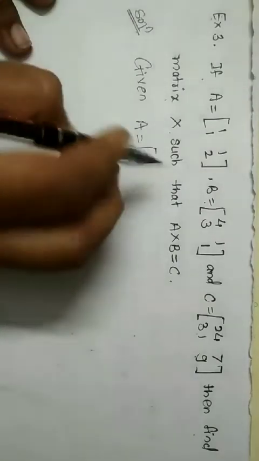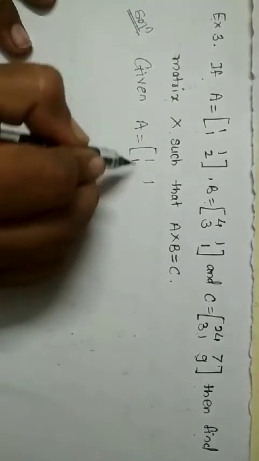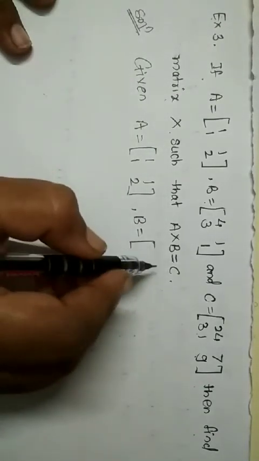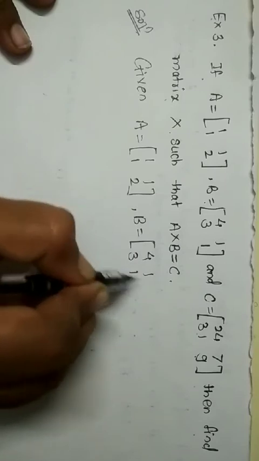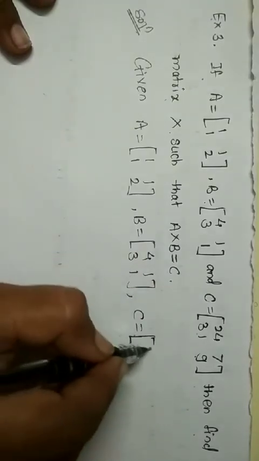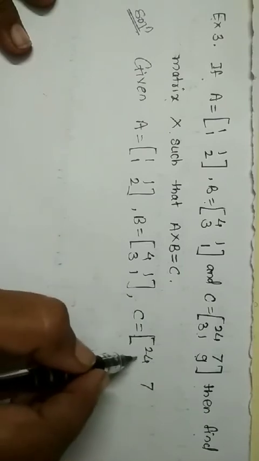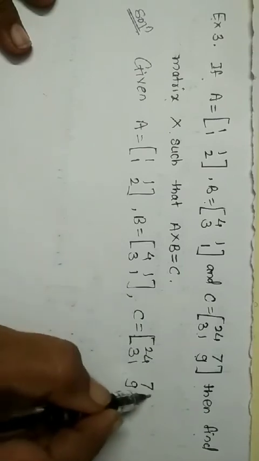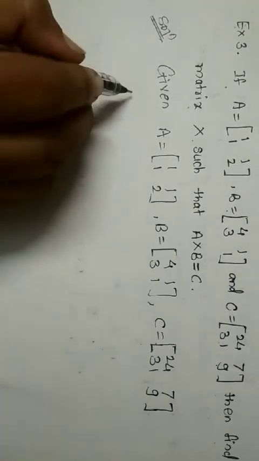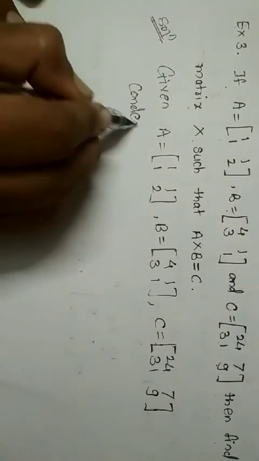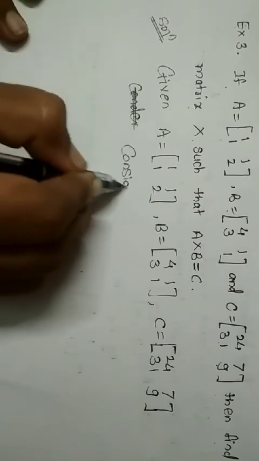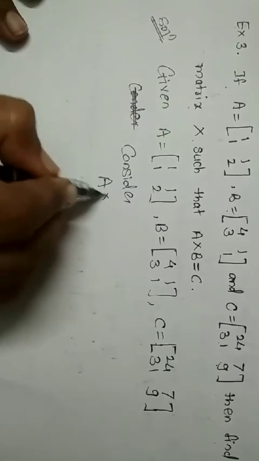Now here, first of all, write the given matrices in the solution. A is equal to the 2 by 2 matrix [1 1; 1 2]. B is again the 2 by 2 matrix [4 1; 3 1]. C is equal to the 2 by 2 matrix [24 7; 31 9]. Now consider AXB is equal to C.